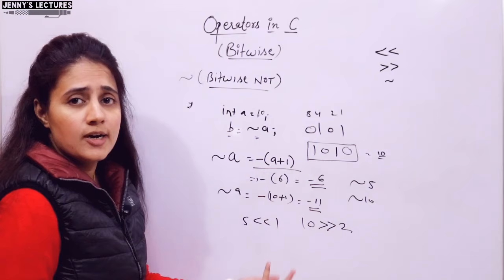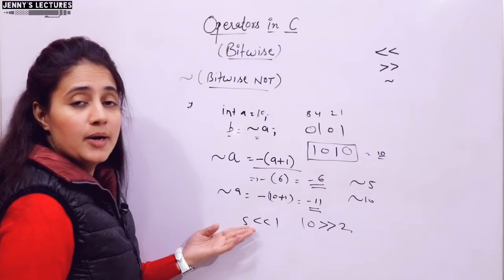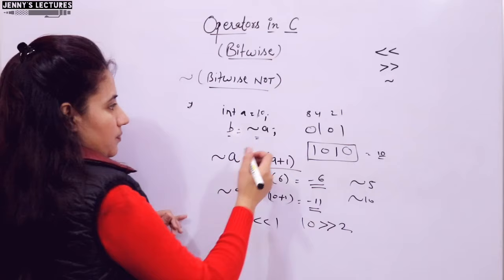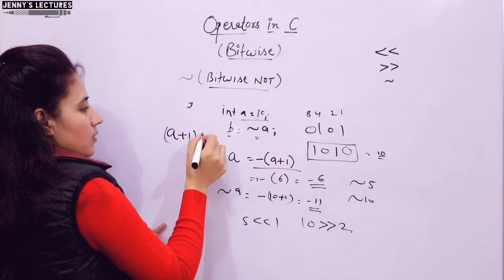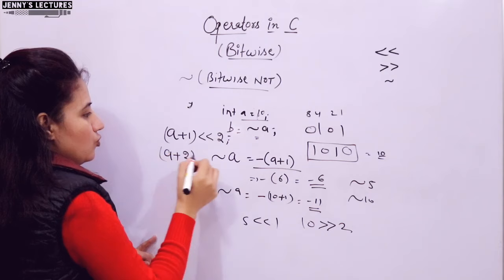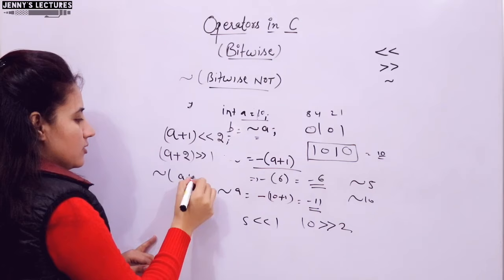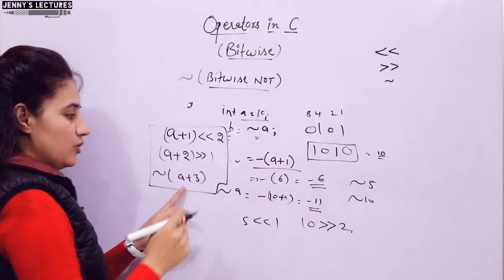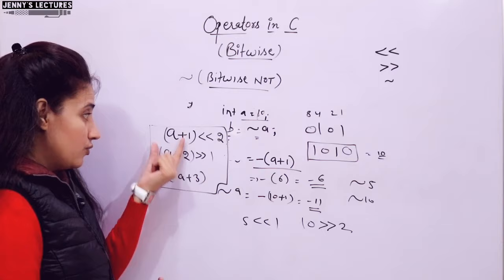Or here you can also use some arithmetic operations. Let us suppose A is 10, and I am writing A plus 1 left shift 2, and A plus 2 right shift 1, or negation of A plus 3. Now you can tell me in the comment box what the output of these would be. Or maybe there are some errors, like you cannot use these kinds of things with these operators, then also you can tell me, right? So you have to execute these statements.